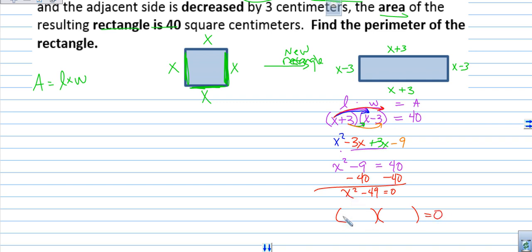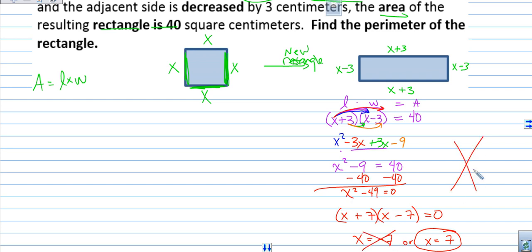What will multiply to give you x squared? Well, that's an x times an x. What will multiply to give you 49? That's a 7 and a 7. And you just put a plus and a minus. And so you get x equals negative 7 or x equals positive 7. And since it's got to be positive, 7. So the negative one can't work.